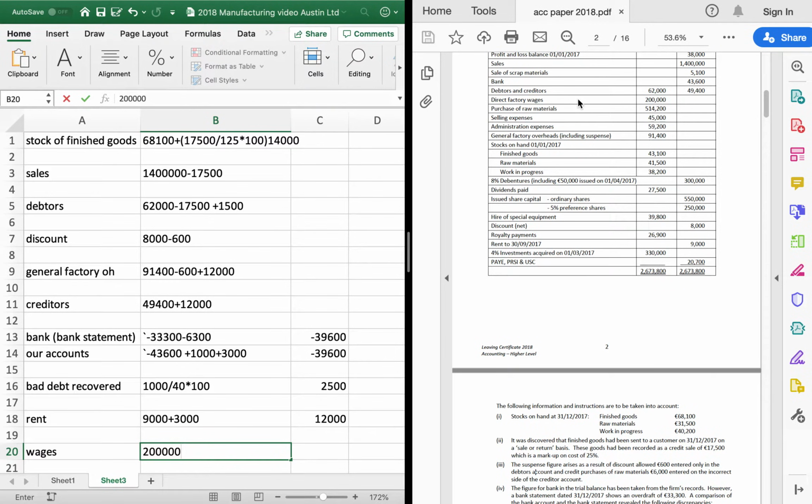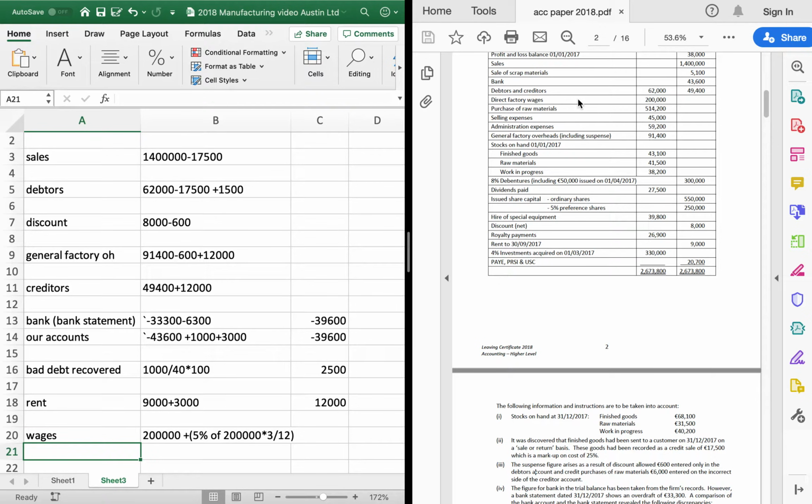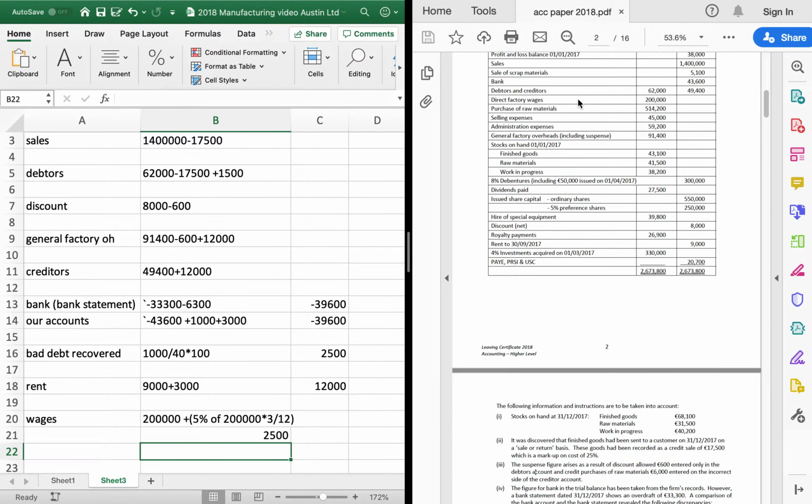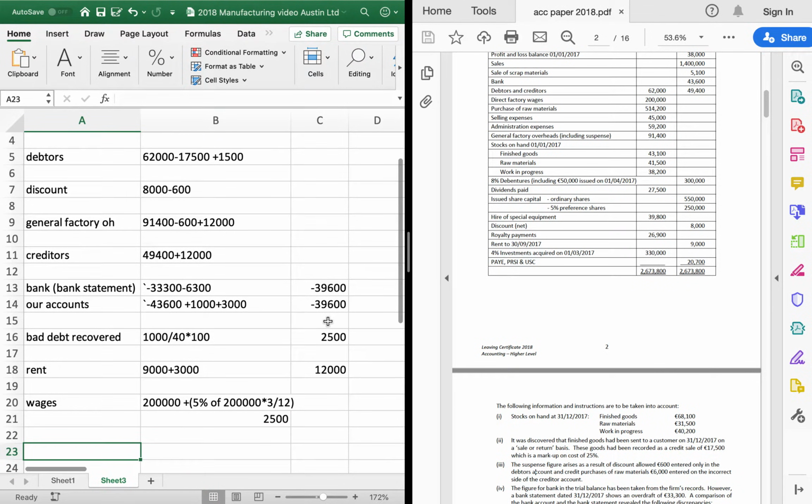Okay, that's for a year. We have to then add on 5% of 200,000 for 3 months because we're getting a wage increase. So that should be 5% of 200,000 by 3/12, which is 2,500. So we're going to add the 2,500 onto our wages. Okay, that then is wages due.